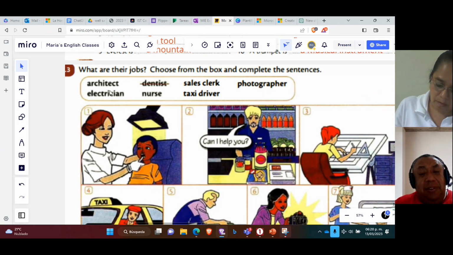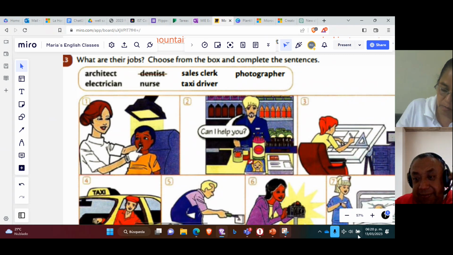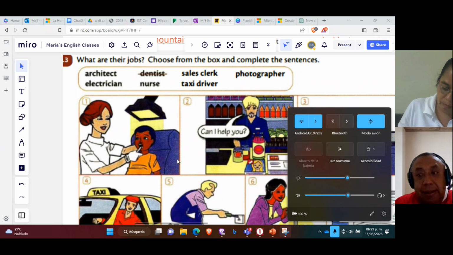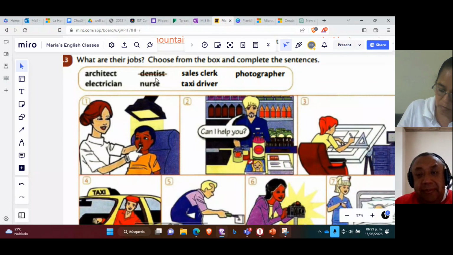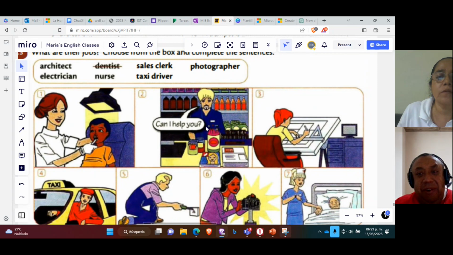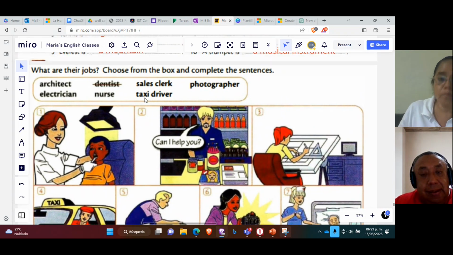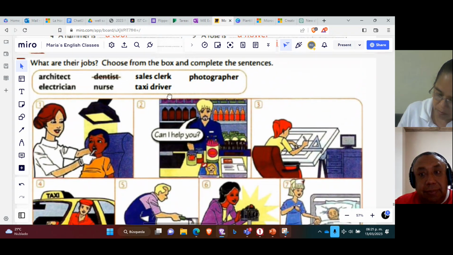Ok, primero, arquitecto. Electrician, electricista. Dentista. Nurse, enfermero, enfermera. Sales clerk. Es tendero, el que tiene una tienda. Tienda, tendero. Tendero, sí. Taxi driver, chofer de taxi. Photographer, fotógrafo.